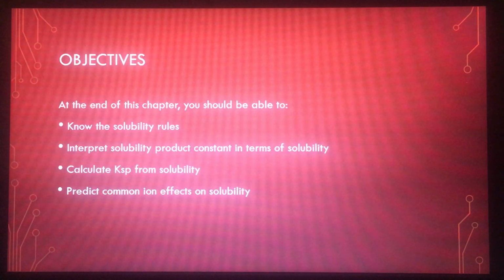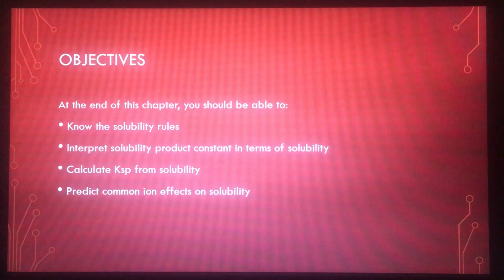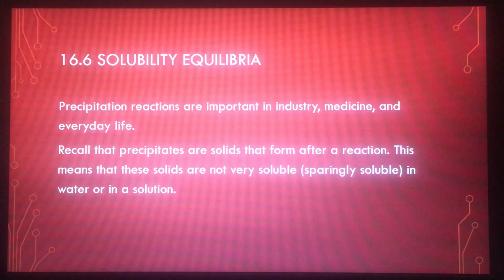For the objectives, at the end of this chapter, you should be able to know the solubility rules, interpret solubility product constant in terms of solubility and molar solubility, calculate KSP from solubility or molar solubility, and last, predict common ion effects on solubility. As you can see, we have solubility in all the objectives. Okay, let's start with 16.6, solubility equilibria.